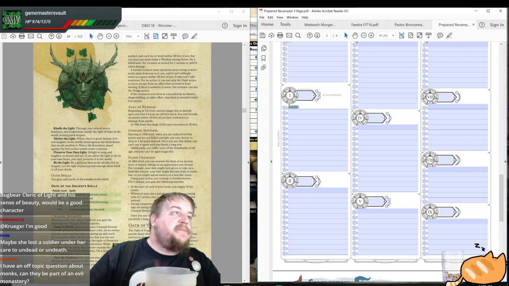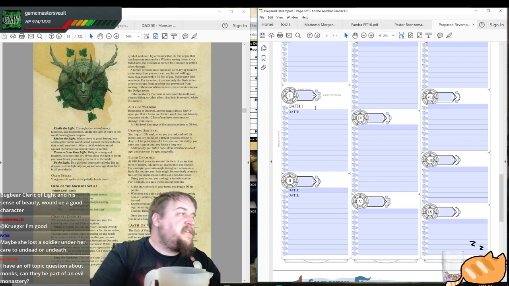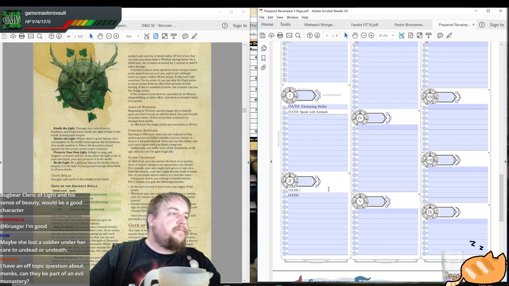These are like domain spells for a cleric, so they do not count against the number of other spells you can prepare. We'll write these in quickly. Ensnaring Strike. And Speak with Animals. Moonbeam and Misty Step.